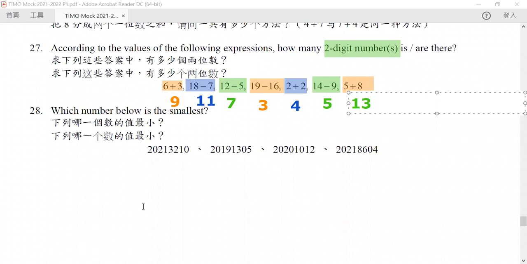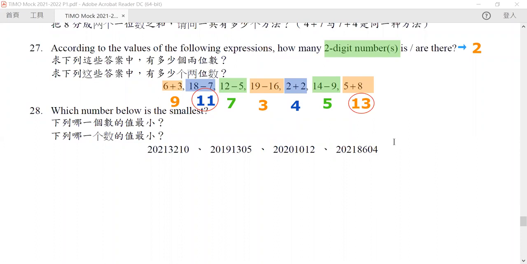Okay, so now how many of them are 2-digit numbers? We have 11, which is a 2-digit number, and 13, which is also a 2-digit number. So in total, there are 2 of them. There are 2 numbers for which the value of the expression is a 2-digit number.